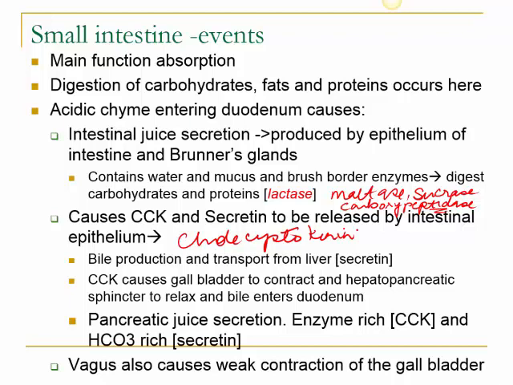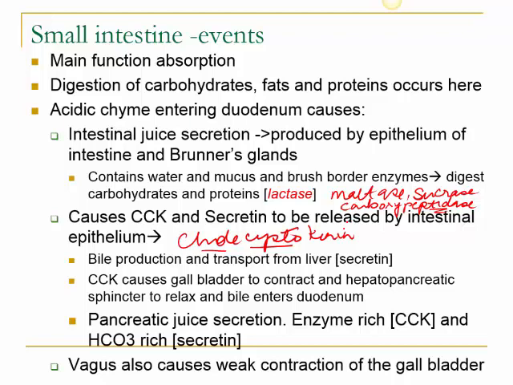And the name itself should give you an indication of what it will do. Chole is for bile, anything to do with bile. Cysto is for the gallbladder, so when you remove the gallbladder, for example, it's called cholecystectomy, right? So cholecystokinin, you can see it has something to do with bile and the gallbladder, which will tell you what the effects of this hormone will be.